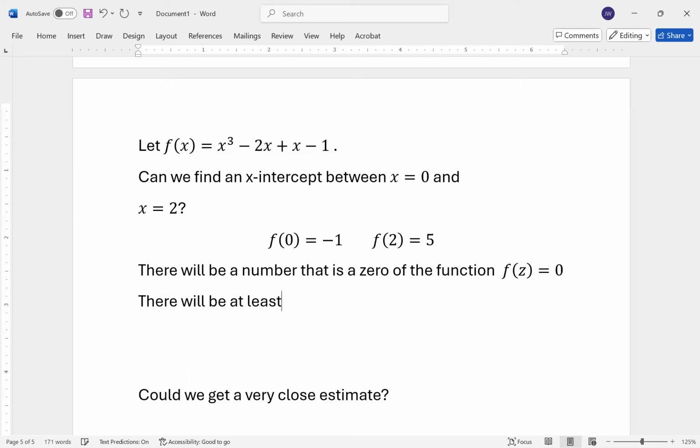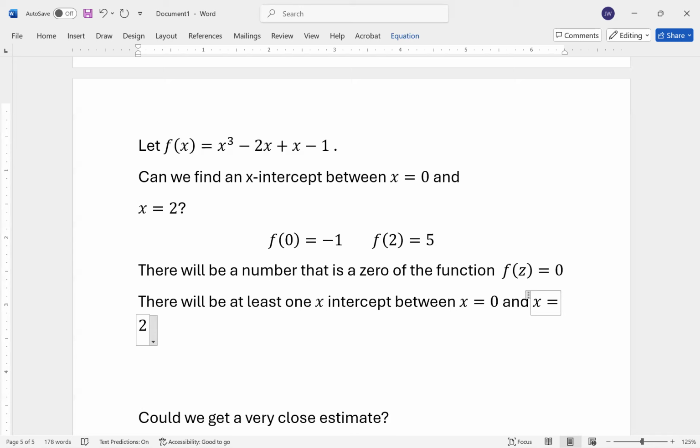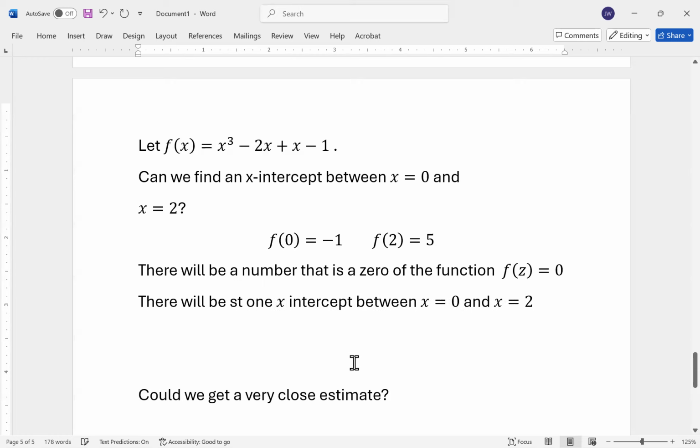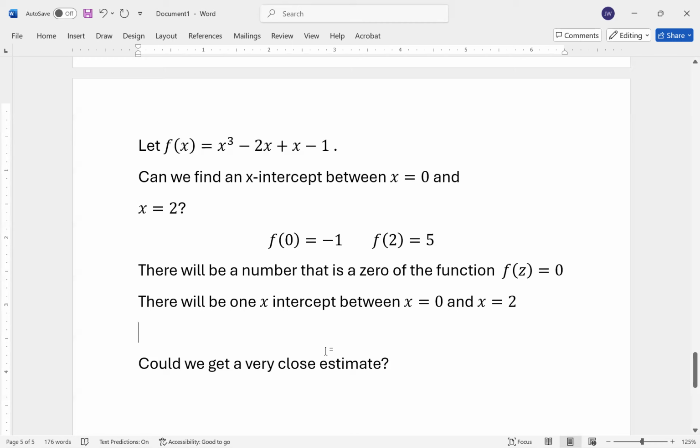And there might be more. So there will be at least one x-intercept between x equals 0 and x equals 2. Now, the question only asks me, will there be one? So yes, there will be one. There may be more, but there'll be at least one x-intercept between 0 and 2.